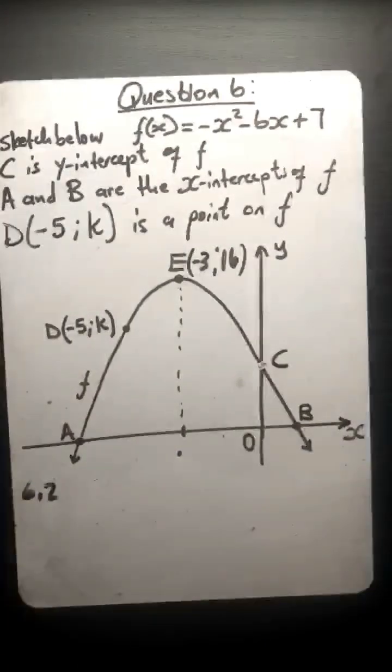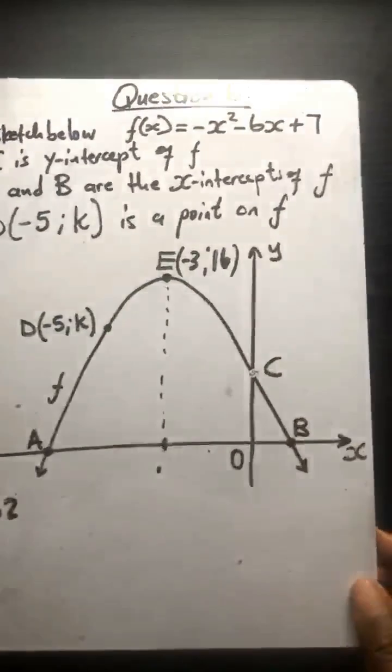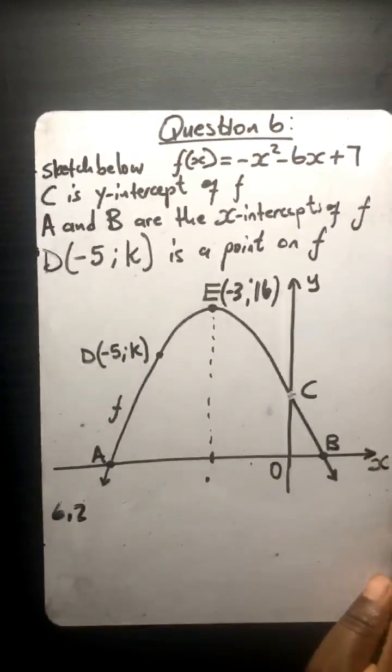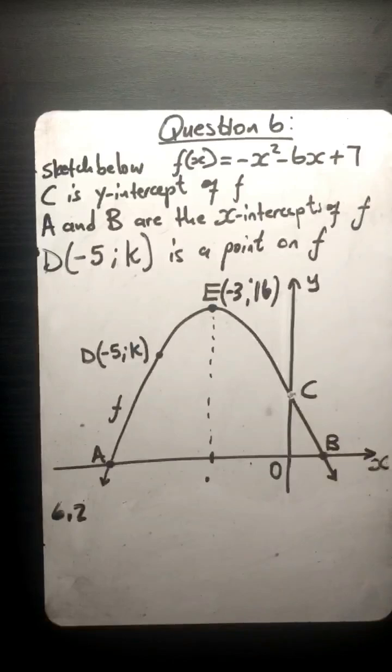So now let's move on to 6.2, which is allocated 1 mark. 6.2 says write down the value of k. 1 mark. I'm not sure if there's someone who'd like to give it a try before I explain, because it's very easy, based on the fact that it's allocated 1 mark. Anyone would like to give it a try?